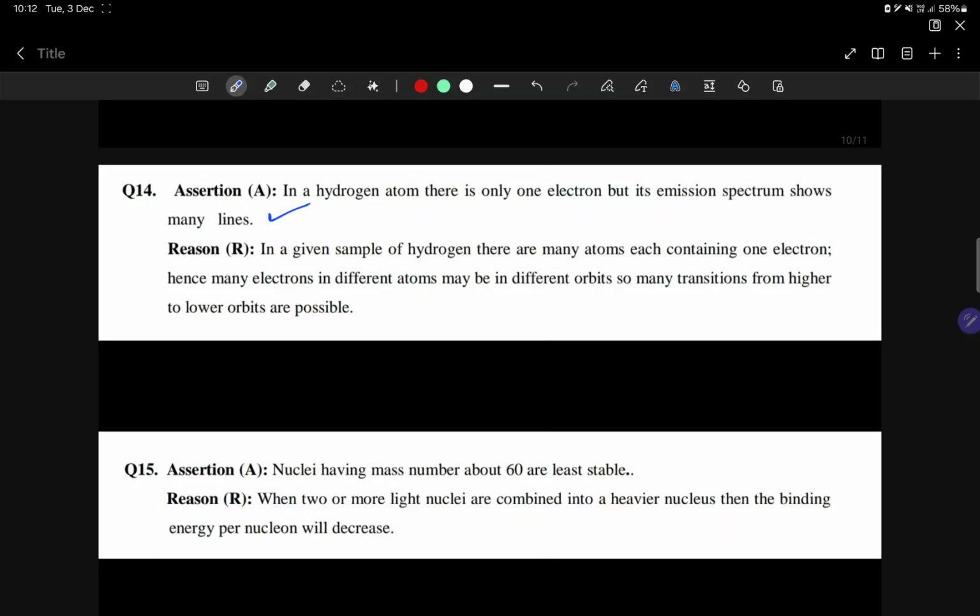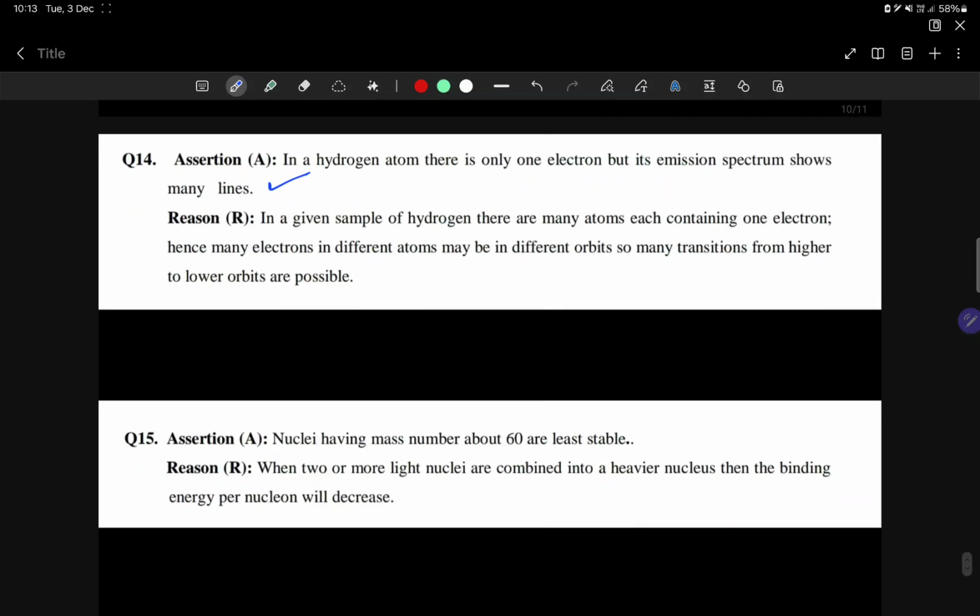This is true. Why is it true? Because we can't predict or tell that all the electrons are revolving in a fixed orbit. If in one hydrogen atom the electron is revolving in, suppose, the third orbit, in another hydrogen atom it may be in the fourth orbit, it may be the fifth orbit. So due to this, they will show different spectrums.